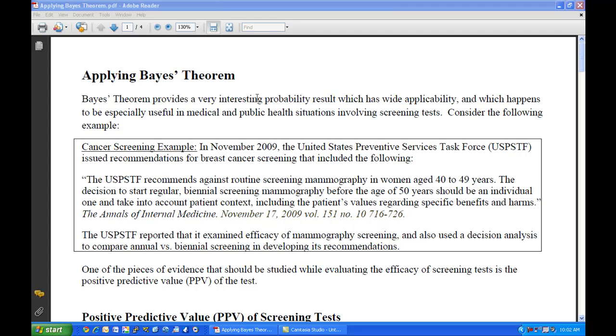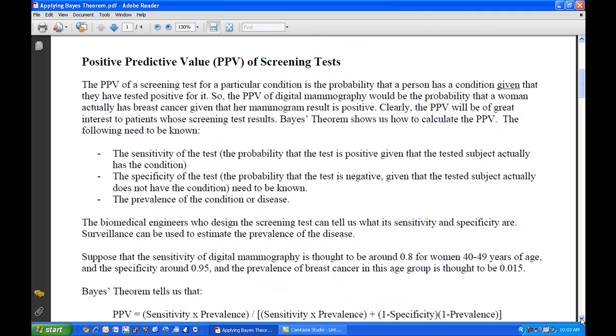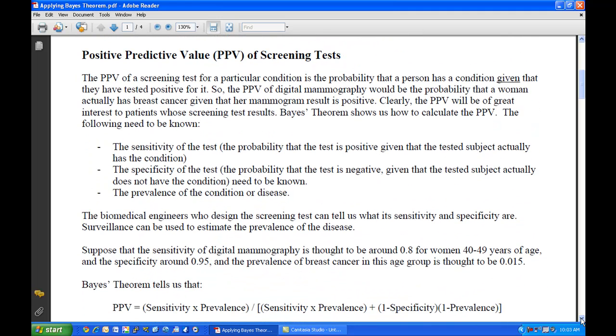Alright, so if you've read through it, then you will know the basic setup here. What we've got is a result called Bayes' theorem, which is especially applicable when you have screening test results that are of interest. In particular, Bayes' theorem helps you calculate, amongst other things, the positive predictive value of screening tests.